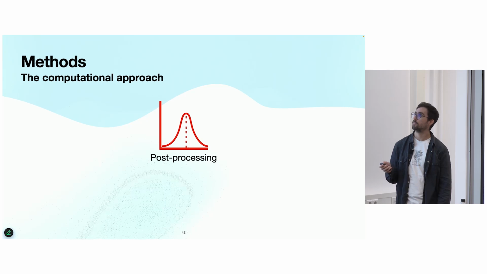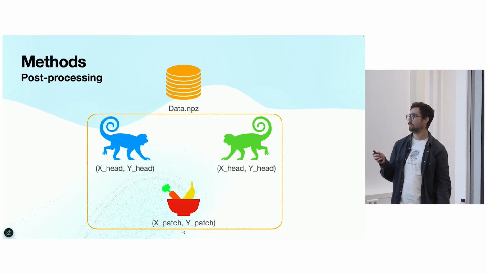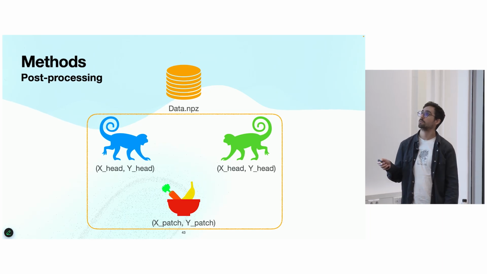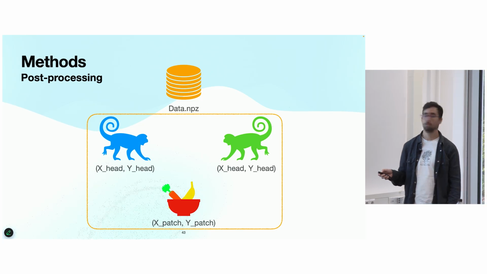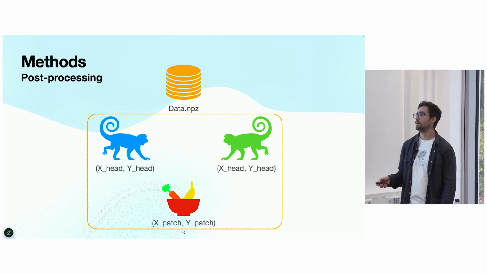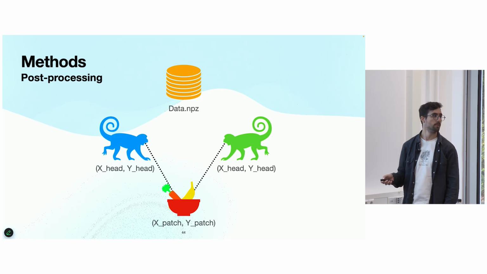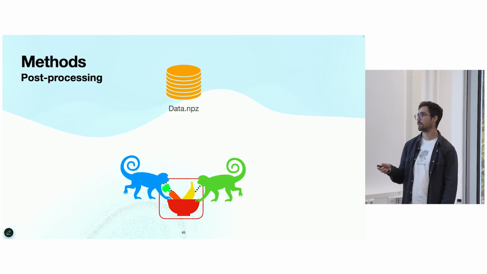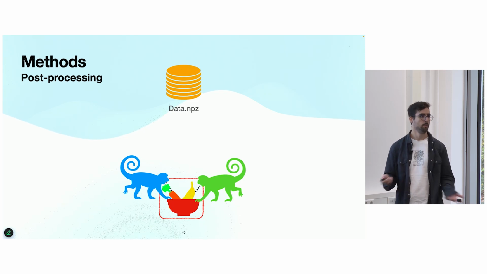Okay, so the last part of the methods was the computational approach. So, like I said, T-Rex exports the X and Y position of each animal and the patch food. And after that, for every frame, we calculate the distance between the monkey head and the patch food. And once they are close enough, we can say that they are at the patch food, maybe eating.